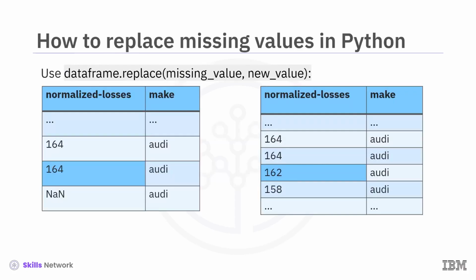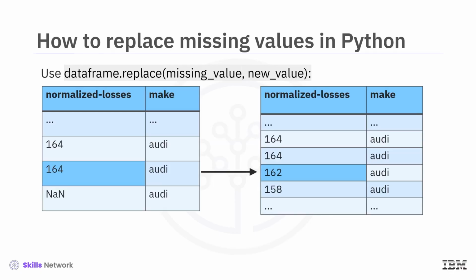To replace missing values like NaNs with actual values, the Pandas library has a built-in method called replace, which can be used to fill in the missing values with the newly calculated values. As an example, assume that we want to replace the missing values of the variable normalized losses by the mean value of the variable.